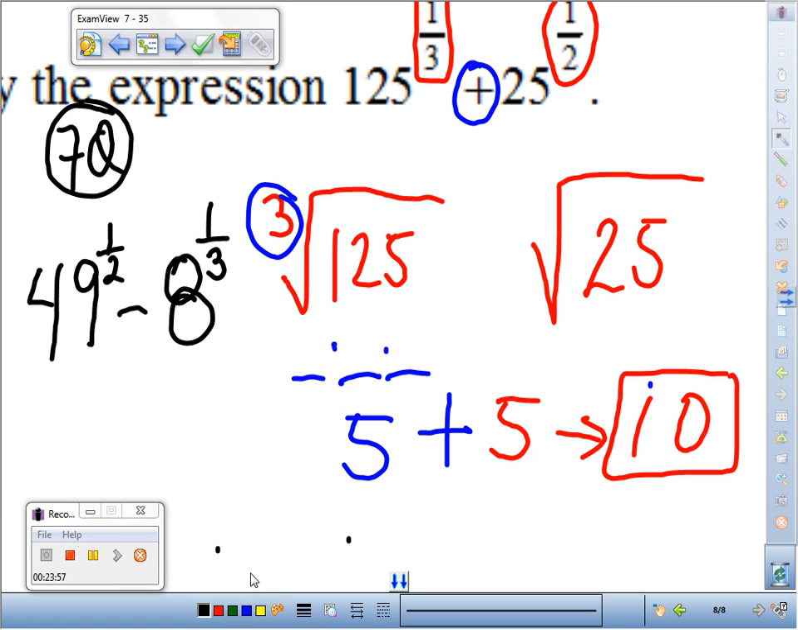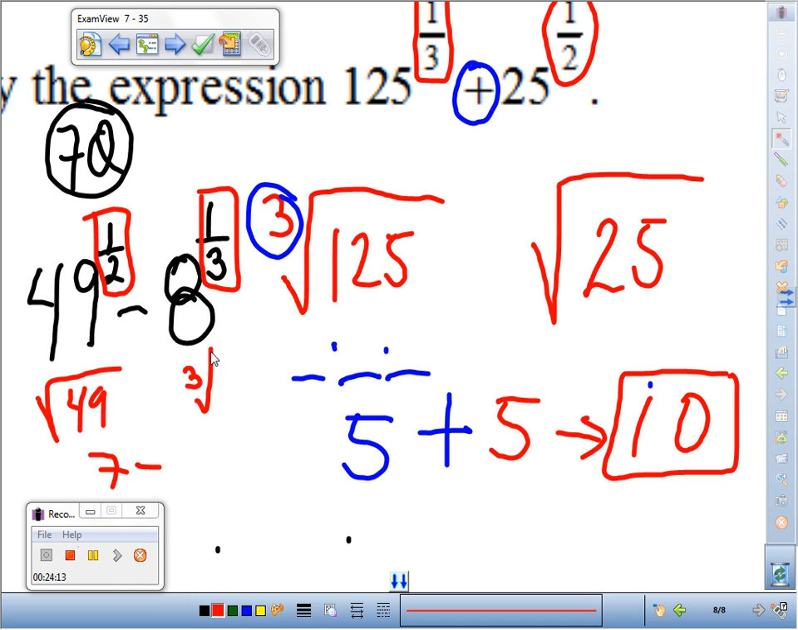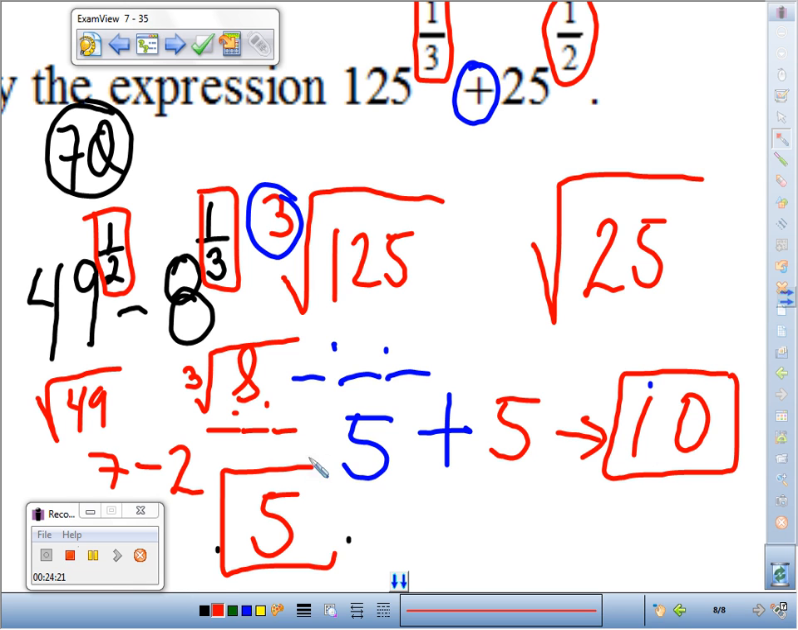Okay, here goes the process. You boxed or you circled 1/2, that became square root of 49. What is square root of 49? 7. Bring down the subtraction sign. You boxed 1/3, that became cube root of 8. One number times itself 3 times gives us 8. 2. What is 7 minus 2? 5. Hands up if you got 5. Bam. Okay, let's move on.